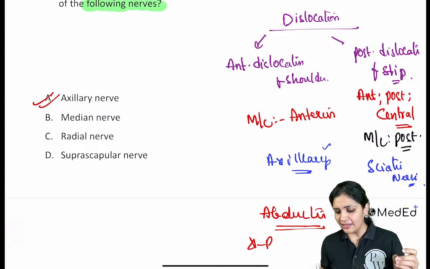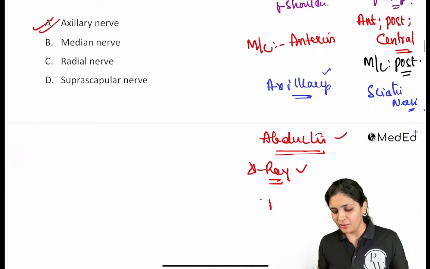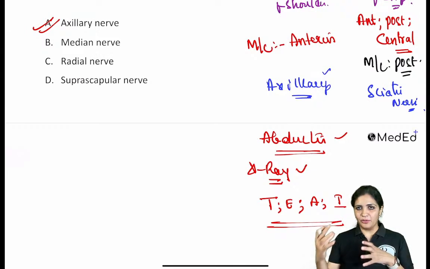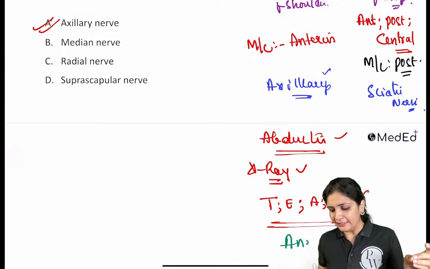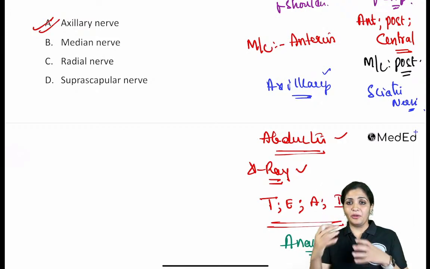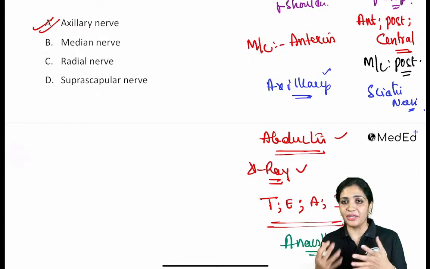Then you go for the x-ray, and after taking the x-ray, you try to reduce it. So how do you reduce it? You give traction, you give external rotation, you give adduction, and then internal rotation. This is how you reduce the shoulder dislocation. But please remember, this is always done under anesthesia. So always anesthesia to be given to prevent iatrogenic injuries such as fractures or rotator cuff tears during reduction.